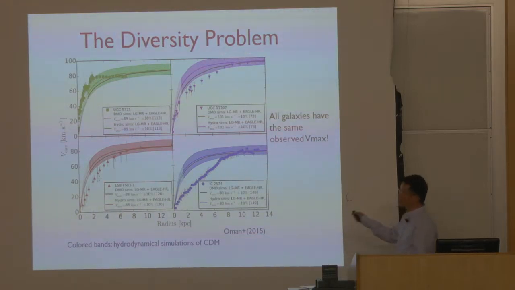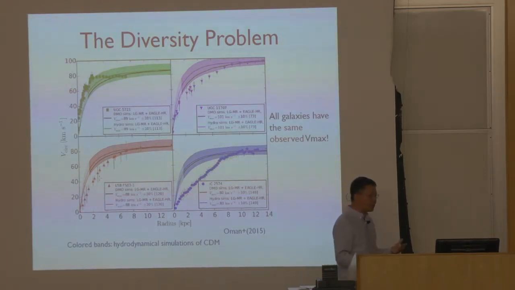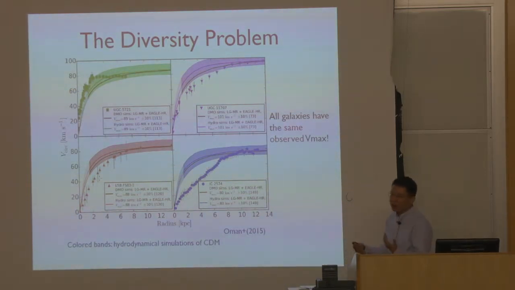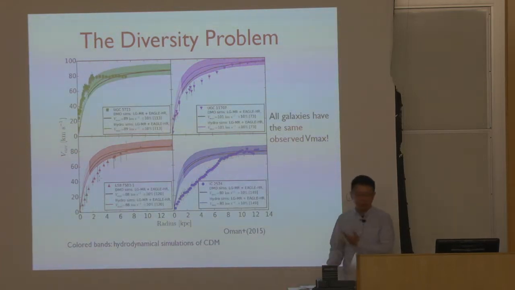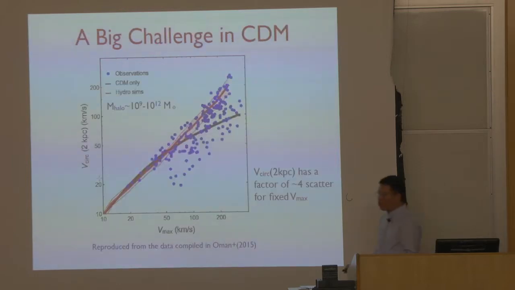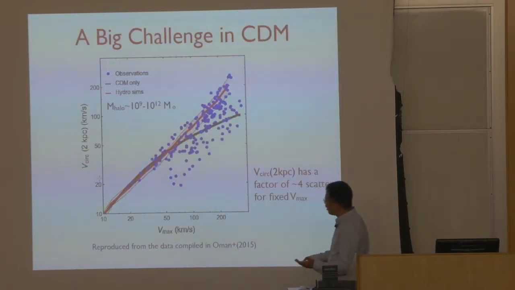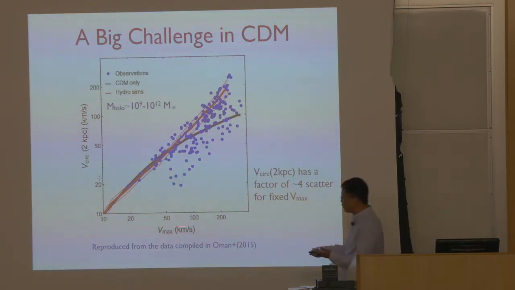And these two are sitting in the middle. So all of the galaxies have the same Vmax, which indicates they are hosted by halos of about the same mass, because Vmax is pretty much determined by the halo mass. But then why are the density profiles so different in the inner region? You can parameterize this diversity by plotting the circular velocity at 2 kpc as a function of Vmax.